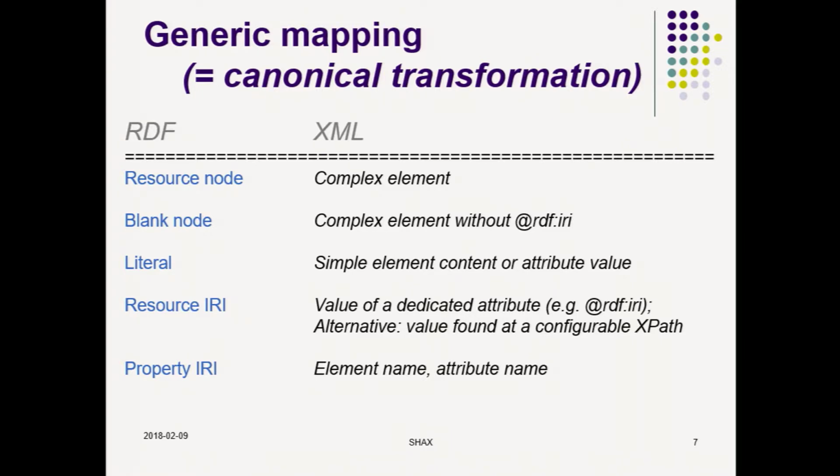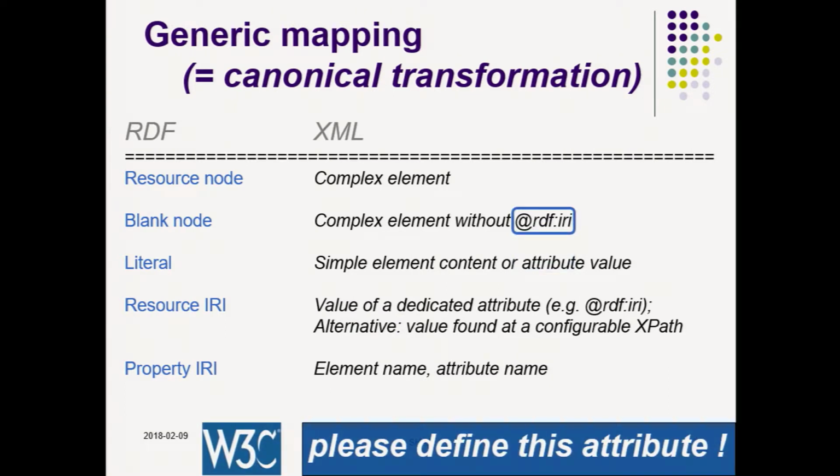So I think it's either the value of a dedicated attribute with just these explicit semantics, which could be called RDF IRI, owned by the element representing the resource, or alternatively, it could be a value found at a configurable XPath. And I would be very glad if the W3C could decide on standardizing an XML attribute for conveying an RDF IRI with these semantics.